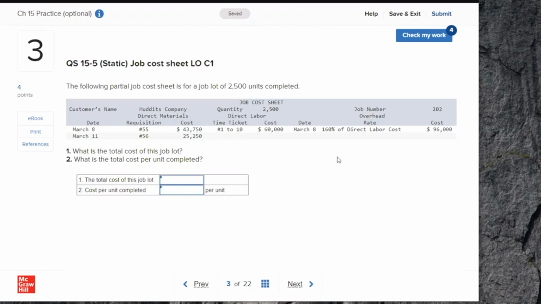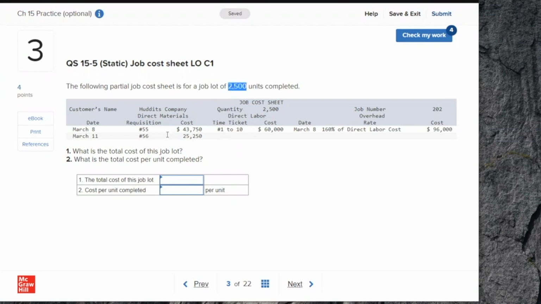This one's pretty easy, but maybe I'll just show you how it is, because not all these problems in the homework are journal entries. Some of it is just filling out job cost sheets. This is a job cost sheet, which is, again, how we keep track of the costs of a job we're doing. And this is for a job lot. Job lots means we're making a number of things for a customer. So this is a customer order, but this customer wants 2,500 of something.